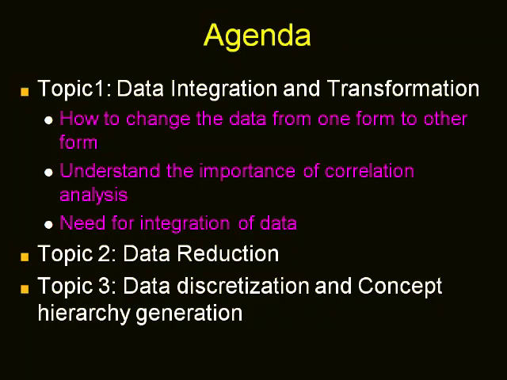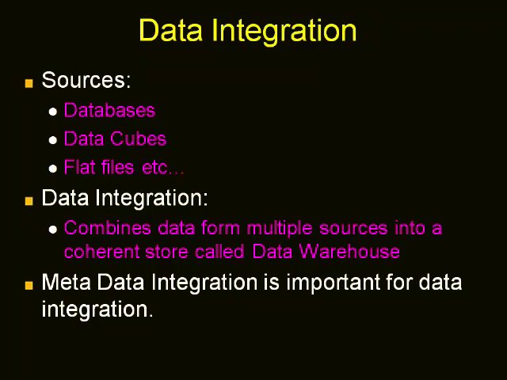By understanding this topic, you are able to understand how to change the data from one form to other form. We also critically examine how correlation analysis is useful in detecting the redundancy among the data values. Data integration: the sources may include databases, data cubes, flat files, etc. We combine the data from multiple sources into a coherent source. In fact, this coherent source we call a data warehouse.